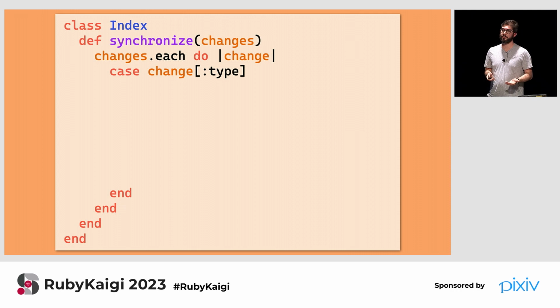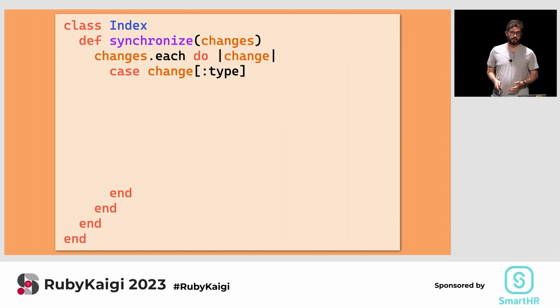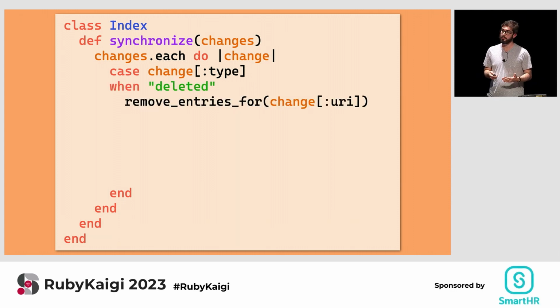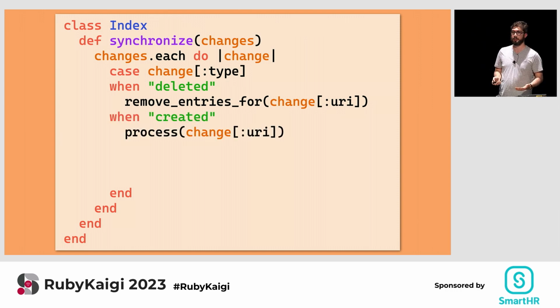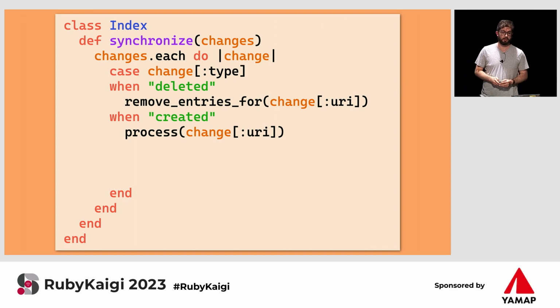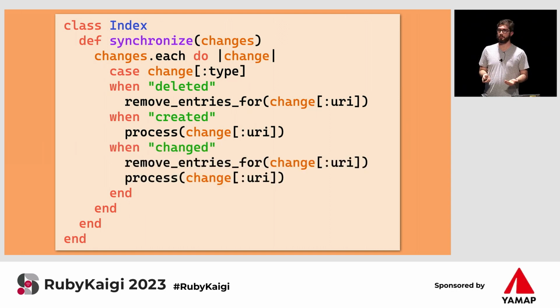For the implementation of synchronize, we would go through each file change and take an action depending on the type of modification that occurred. So if the file was deleted, we remove the related entries for that file URI. If the file was created, we reuse our process implementation to index that file. And this is why we needed to handle URIs, because that's what we get from the editor. And if the file was changed, we want to do both. We want to remove the stale information first, and then re-index to get the most up-to-date information in the index.